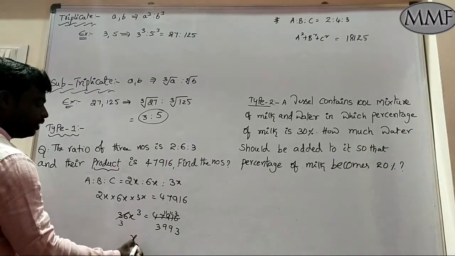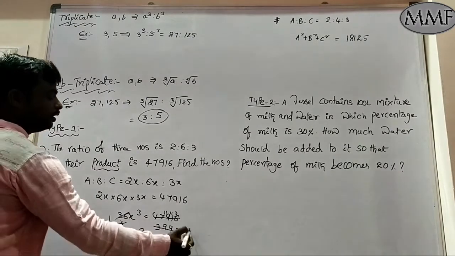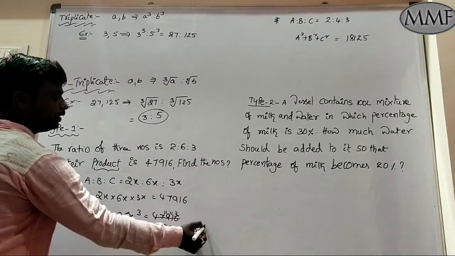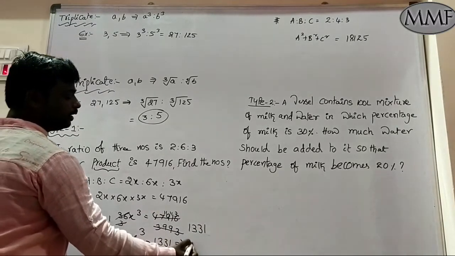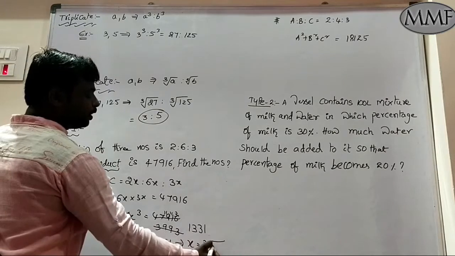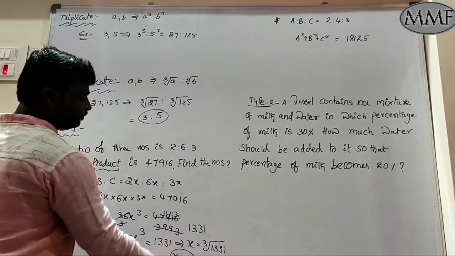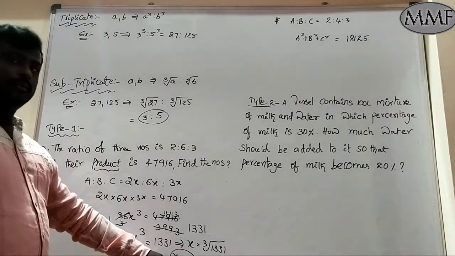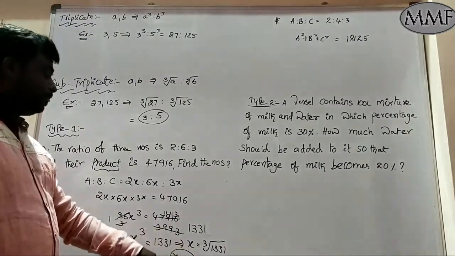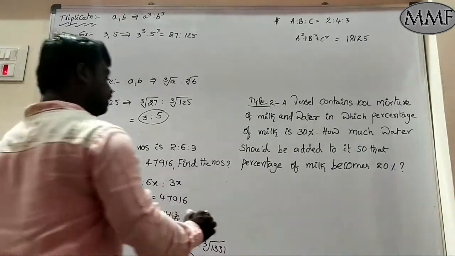Now x cube is equal to 1331. From this, what can you get? x is equal to cube root of 1331. What x value do you get? 11. So likewise you can find the values. Now if x is found, what are the remaining values?